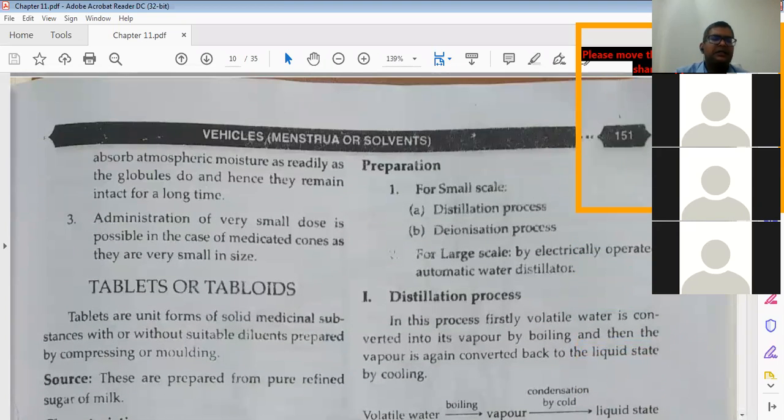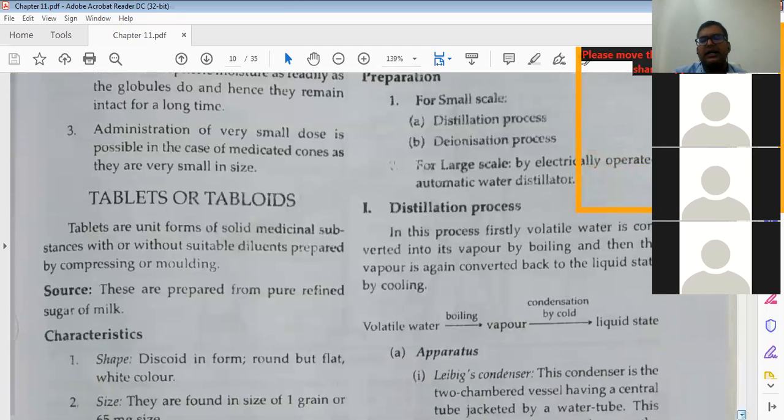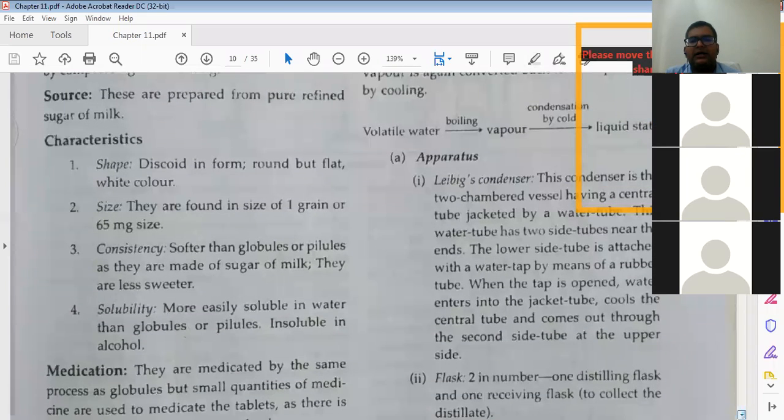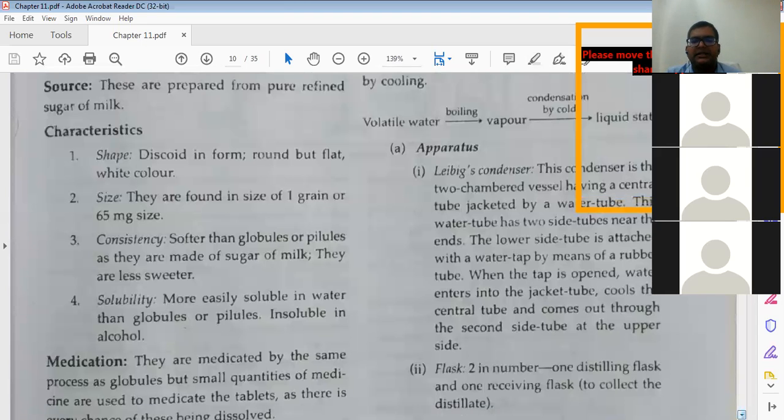Then preparation: how will you prepare distilled water? You already know the distillation process, as you studied it in your school days, in 9th to 12th. So we will not go into it much. Water is boiled to vapors, then condensed by cold, and then it returns to the liquid state. Many apparatus are used, and the Liebig condenser is used.